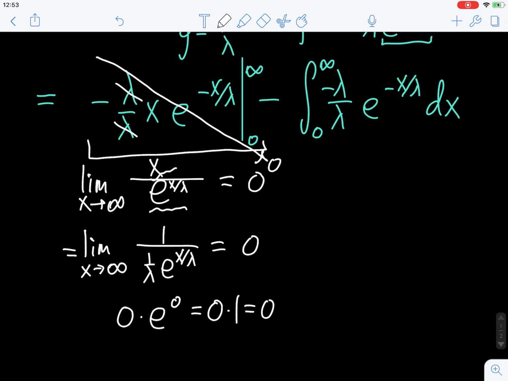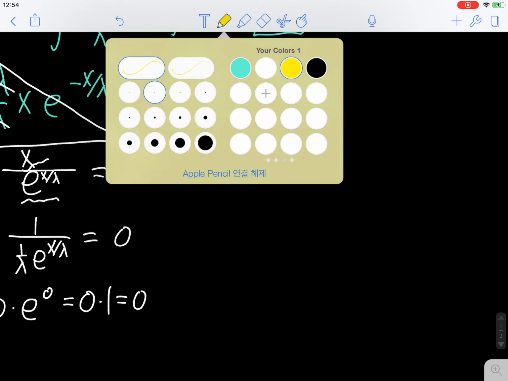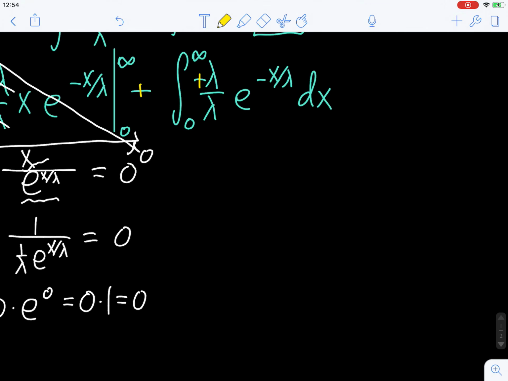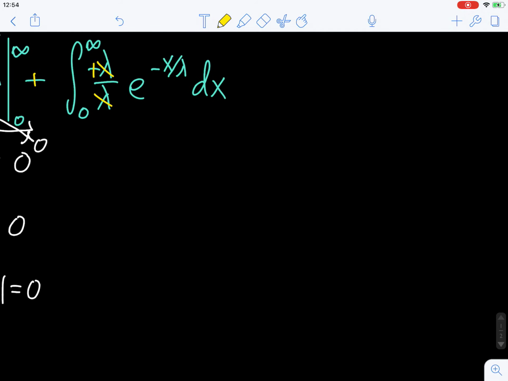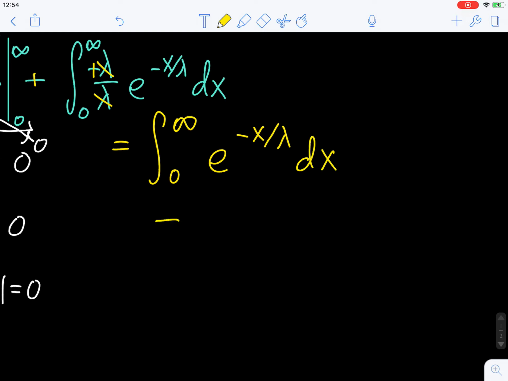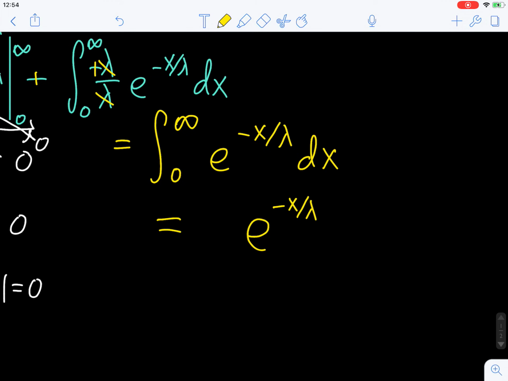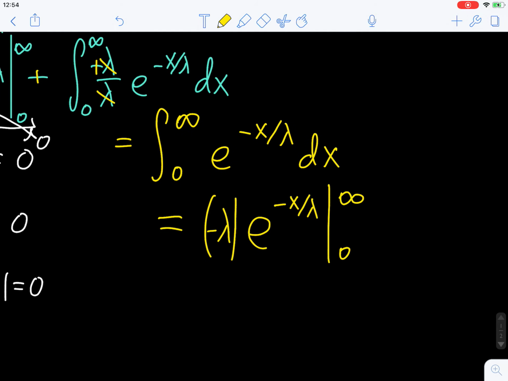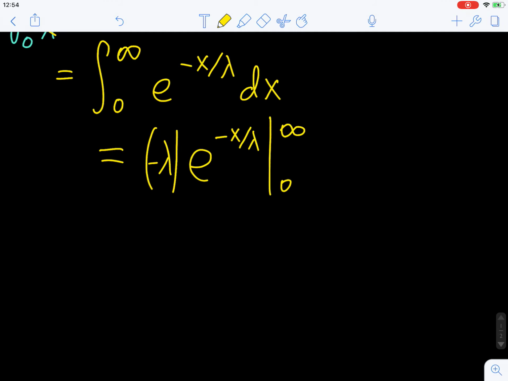Okay, let's look at the right side. Let me cancel the negatives, and let's cancel the lambdas. And we just have a simple integral, right? From 0 to infinity, e to the negative x over lambda dx. And when we actually integrate it, let's do it in our head, but we're using the chain rule backwards. And so we'll get x over lambda and then negative lambda, right? From 0 to infinity.